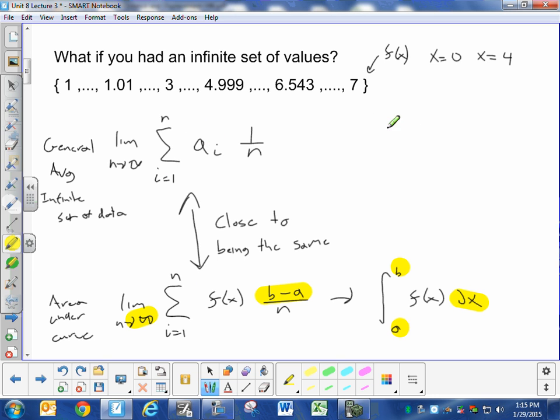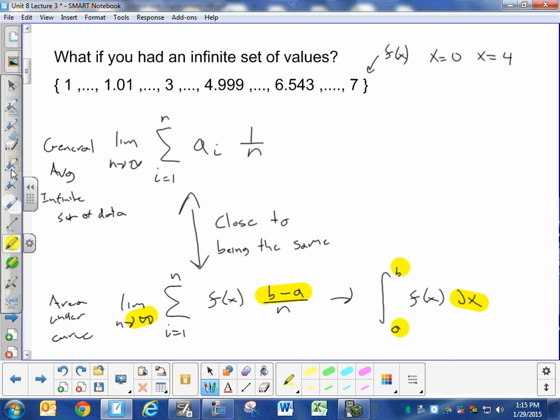Well, I can't just say this is going to be the area from a to b of f of x dx up here, because I don't have an a or a b. I just have values times 1 over the amount of values. I don't know where to start, I don't know where to finish, so I can't just say it's the same. I need to add something so that these are the same.